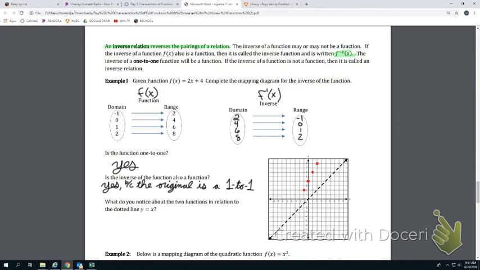My inverse I'll put up here in blue. I've got 2, -1. I've got 4, 0. I've got 6, 1. And I've got 8, 2. After that, can anybody tell the relationship between those two, or what do you notice about those two functions in relation to the dotted line that's on the graph? Somebody tell me.